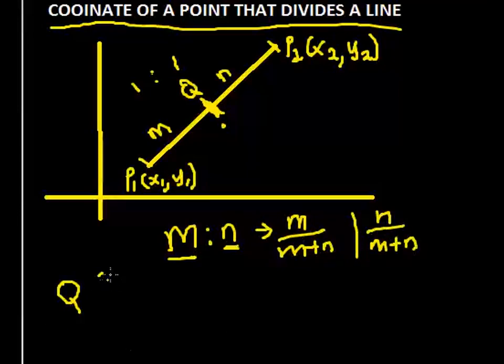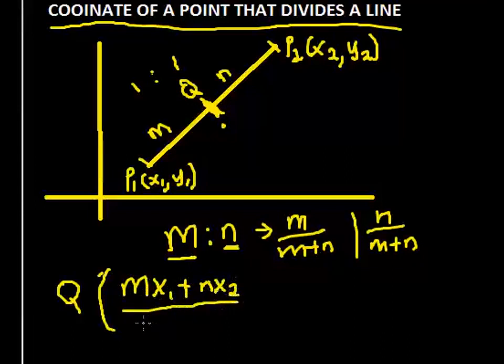In terms of coordinates, this point Q is going to have an X coordinate of M x1 plus N x2. Please take note of that. Then divided by their sum, M plus N. Because x1 is initial, I multiply by the initial ratio. x2 is the final coordinate of X, so I multiply by the final ratio. That's how it works.